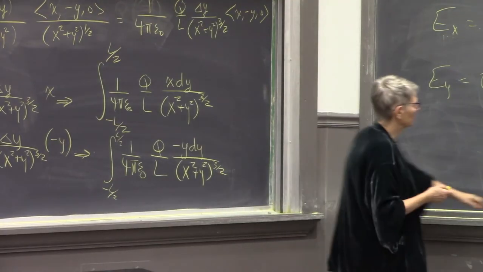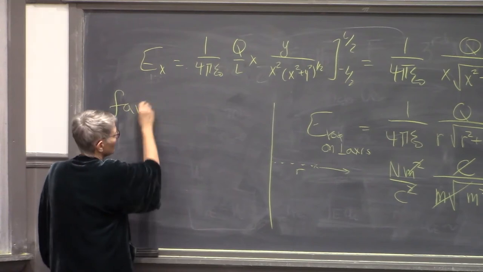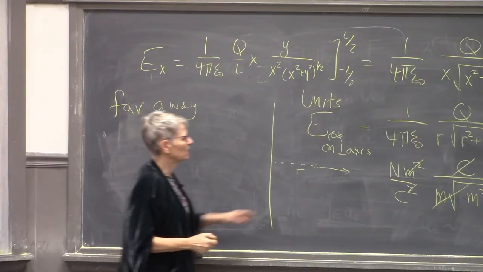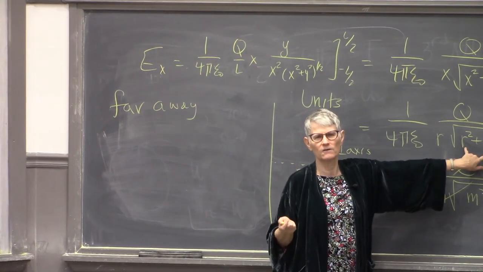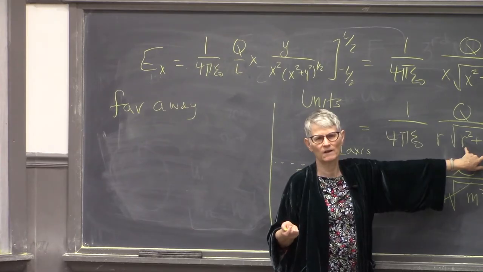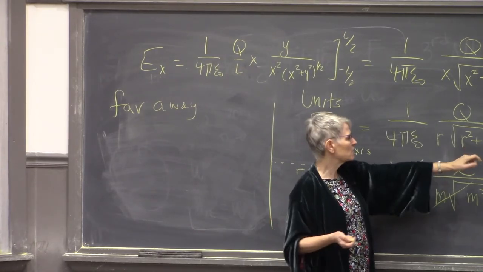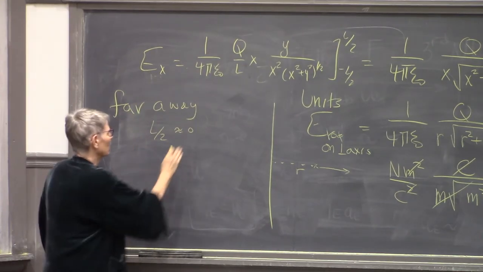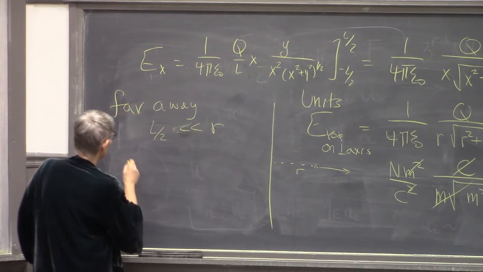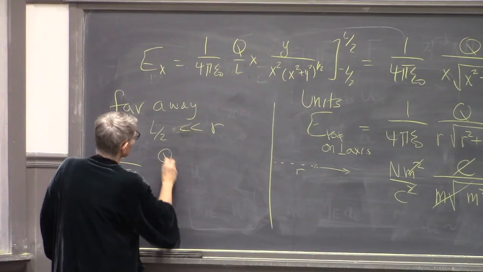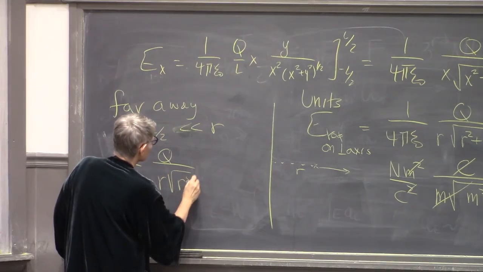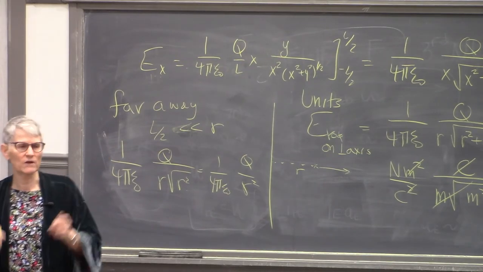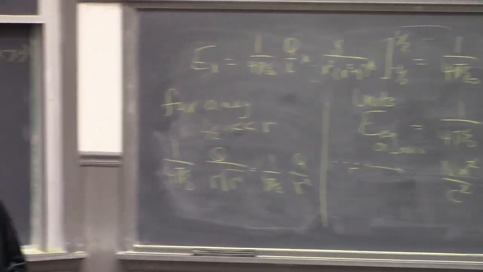So how would we do that? So far away, so this is units. If you're far away, algebraically, what's true here of R and L if you're very, very far from this rod? What's big and what's bigger than what? So R is really big, and so we could say that when you're very far away, L over 2 is much less than R, approximately 0. We get 1 over 4 pi epsilon 0 Q over R times the square root of R squared, which gives us 1 over 4 pi epsilon 0 Q over R squared, which does look like a point charge. So that was a great suggestion, and it's a very physical check on whether this makes any sense.